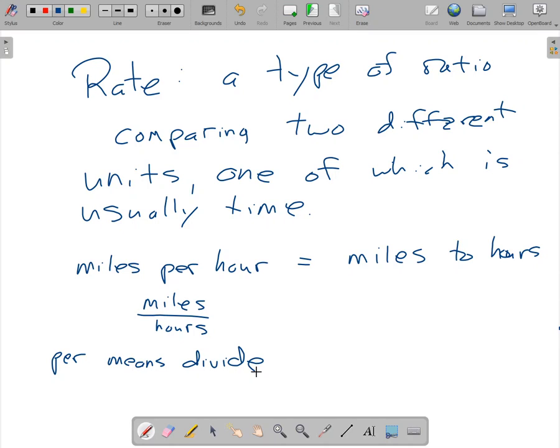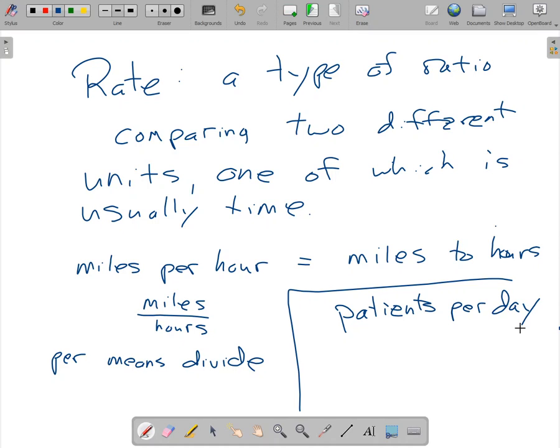I have a doctor friend, and he runs an office, and doctors in his office, they recommend they meet a certain amount of patients per day. And so that could be a rate. So a rate is just a kind of proportion. And maybe their ratio is 12 to 1. They're supposed to see 12 patients per day minimum.